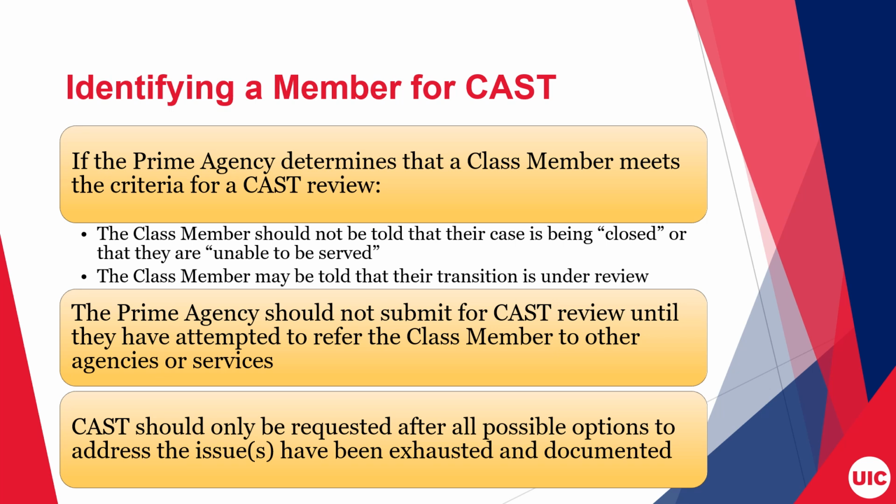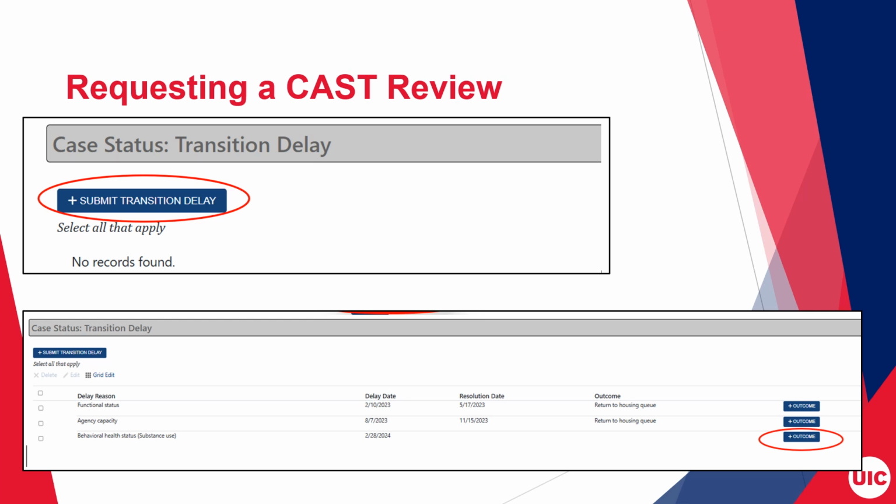CAST reviews should only be requested after all these possible options, including alternate housing options or service providers, have been exhausted. To request a CAST review, a prime should first enter the applicable transition delay indicating the overall reason for the delay, if one has not already been created. Next, the prime agency staff should click on the Outcome button next to the delay and select Proceed to CAST, then submit the CAST request with applicable detail.